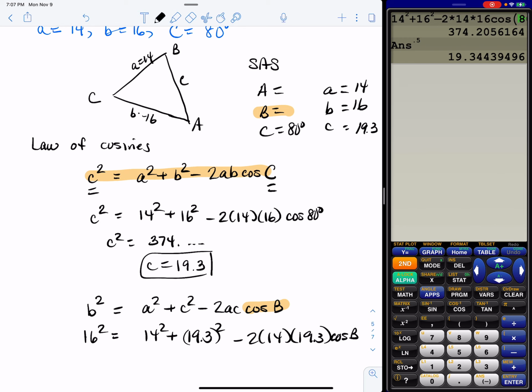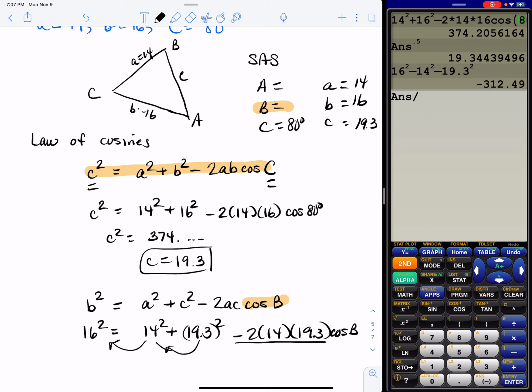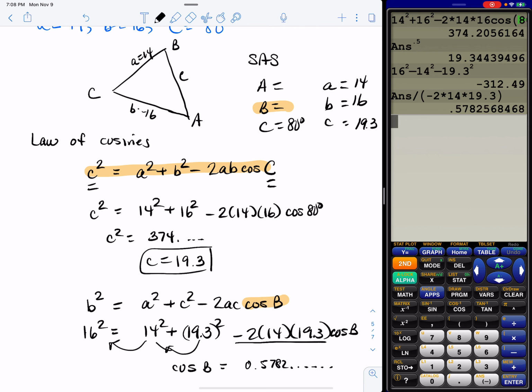So the process is subtract, and then divide by this. So I'm going to do 16 squared minus 14 squared minus 19.3 squared. If only the calculator was voice command, it'd be working out better for us now. So that's negative 312.49. And then I'm going to divide that by quantity, negative 2 times 14 times 19.3. And that gives us cosine of B. So cosine of B is equal to 0.5782, and so on.